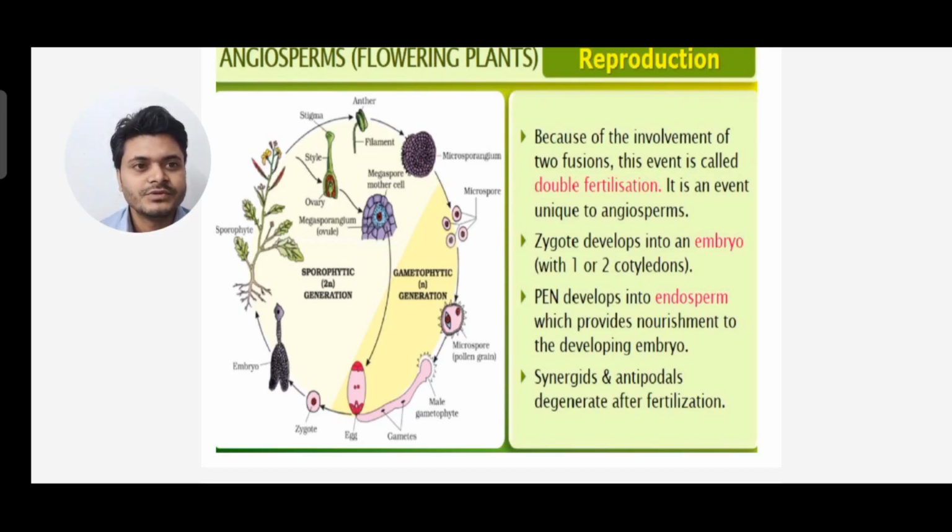The primary endosperm nucleus develops into endosperm, which provides nourishment to the developing embryo. The synergids and antipodal cells degenerate after fertilization.